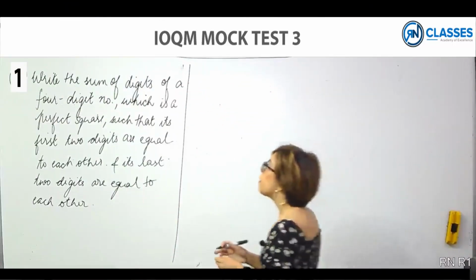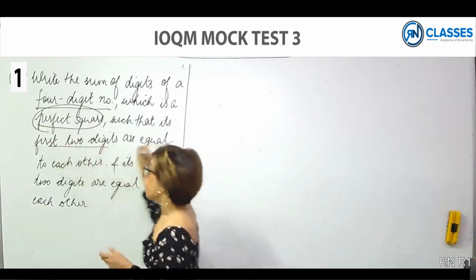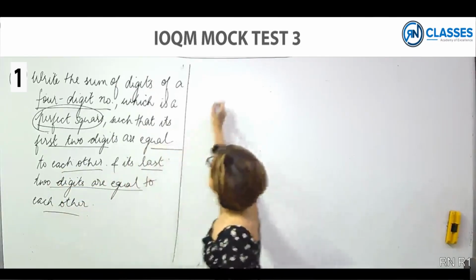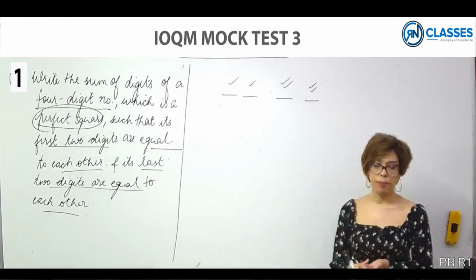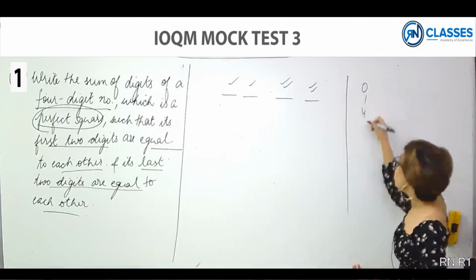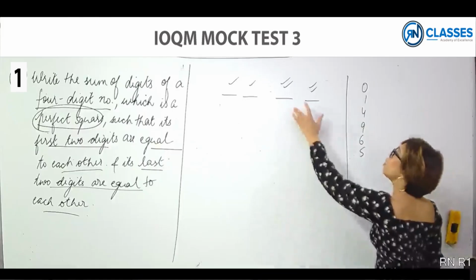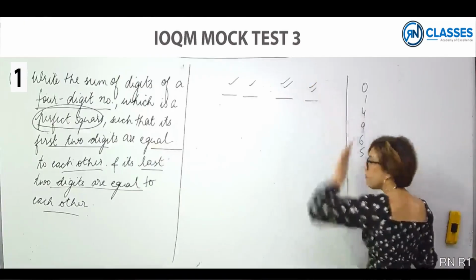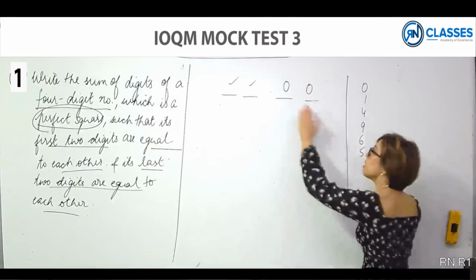Now he says write the sum of digits of a 4-digit number which is a perfect square, such that its first 2 digits are equal to each other and its last 2 digits are equal to each other. Right? First 2 are the same and then last 2 are the same, and the number is a perfect square. Now I know that any perfect square will end with 0 or 1 or 4 or 9 or 6 or 5. So the unit place can be 0, 1, 4, 9, 6 or 5. Right? So let me start with the 0, 0 case. Because if this is 0, this has to be 0.